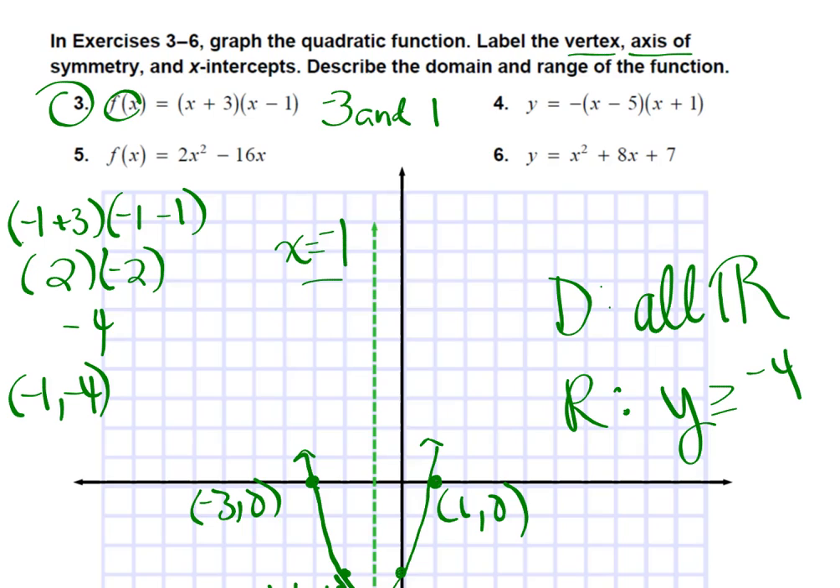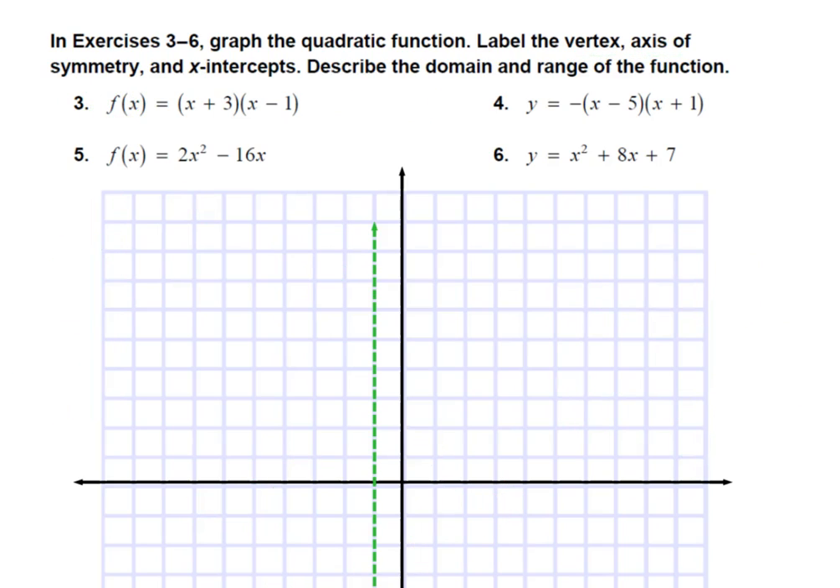Okay, I'd like to talk about one more of these. Let's get rid of the work we've done for this one, and let's talk about something like number 5. Is number 5 already factored for us? No. So we have to look and say, what do 2x squared and 16x have in common? What can I take out of both of those? 2 and x, which is going to leave me with x minus 8.